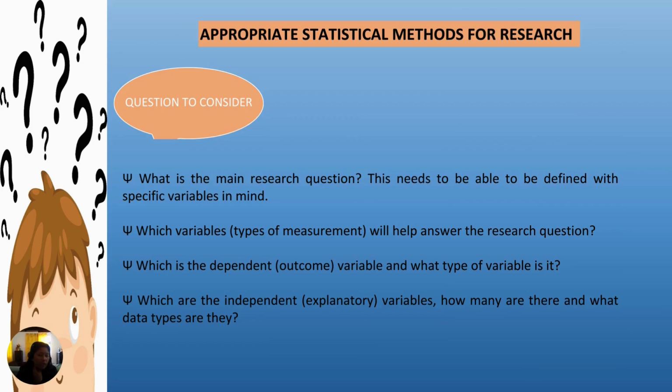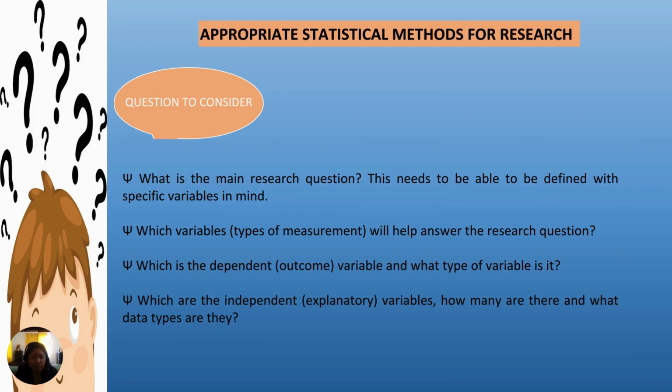It's a scale variable because it comes from a psychological test or Likert type scale that gives us a numerical score. Okay. Now another question is, of course, which are the independent or explanatory variables? How many are there, and what type and what data types are they? So the independent variables again are the ones you think would affect the outcome.